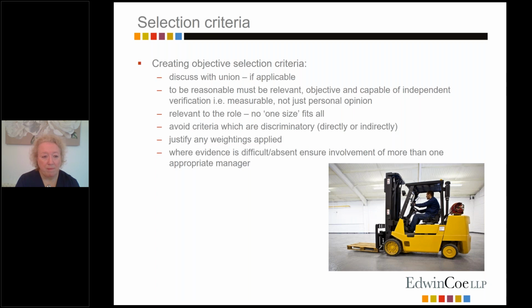But the basic requirements for selection criteria is that they must be relevant to the role being done, objective, and capable of independent verification. This means that ideally they must be measurable by objective means and not just a manager's personal opinion. So this measurement usually comes from things like personnel records and appraisals. And often the selection criteria include matters such as the performance and ability of the employee, length of service, attendance records, disciplinary records, all those sort of measurable things.